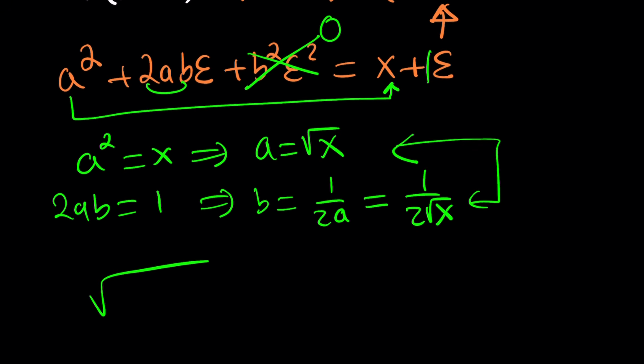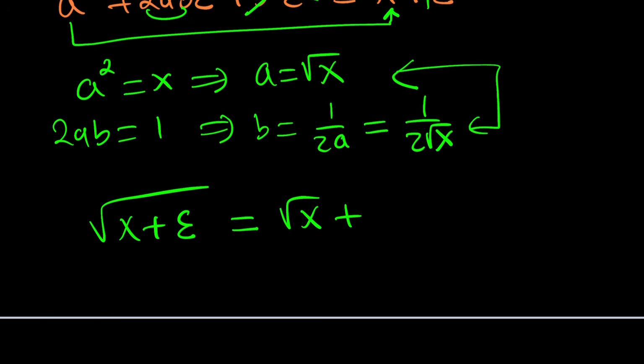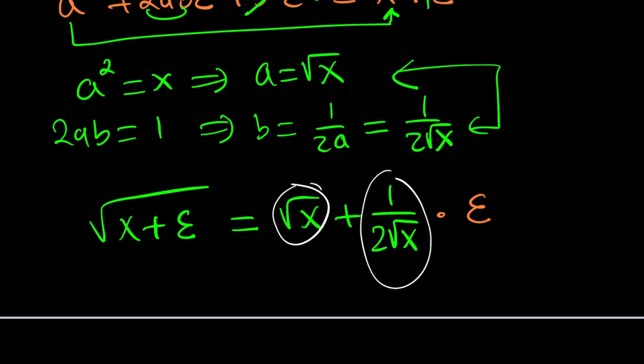And remember, we were trying to find the square root of this number. And the answer, in terms of a and b, is square root of x plus 1 over 2 times the square root of x times epsilon. I don't know about you, but this is very exciting. Why? Because if you look at this very carefully, square root of x is the original function. What is 1 over 2 square root of x? It is the derivative of square root of x, in case you didn't know. So again, this gives us the function and its derivative. Isn't that crazy? I think so.